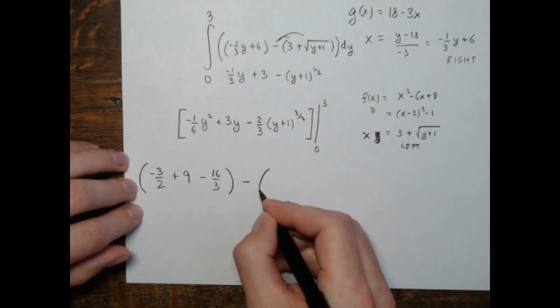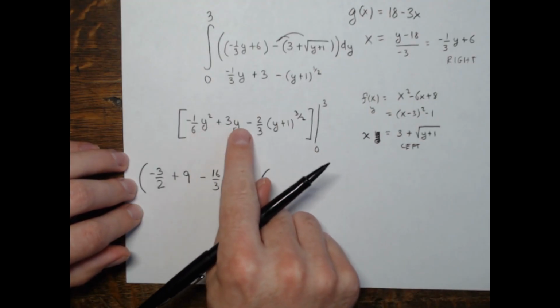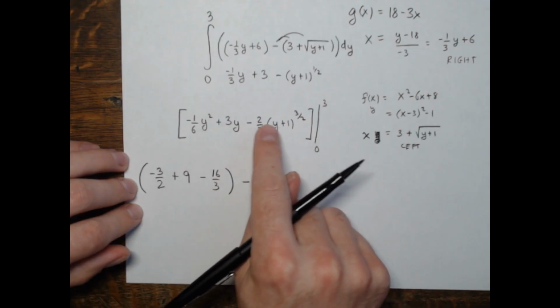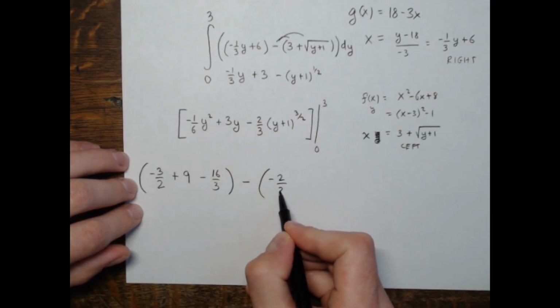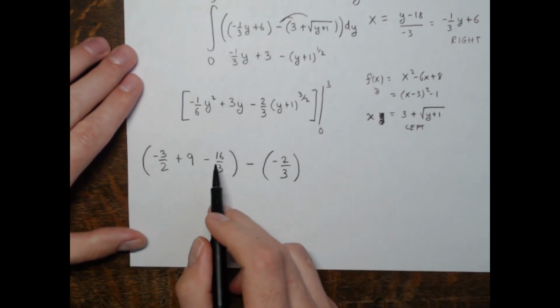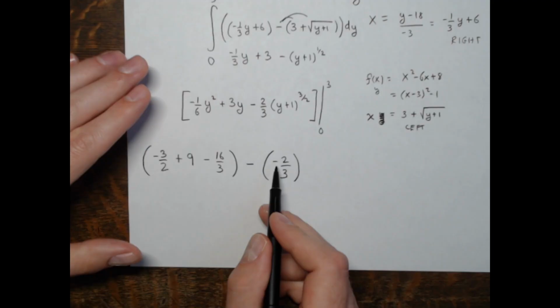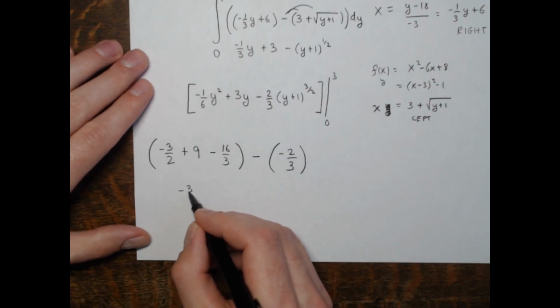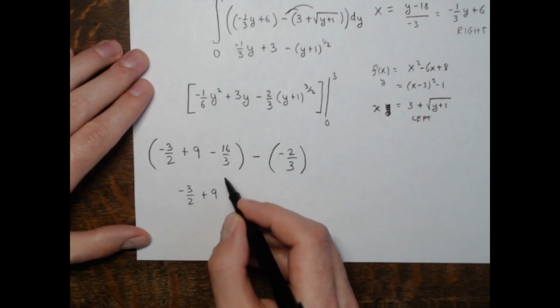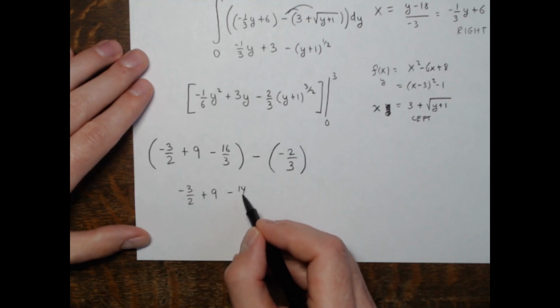All right, and then minus, and then I plug in 0, that turns these into 0, and this is just 1 to any power, so this is negative 2/3 here. So that's plus 2/3, negative 16/3 plus 2/3 would be negative 14/3. So I got negative 3/2 plus 9, and then minus 14/3.